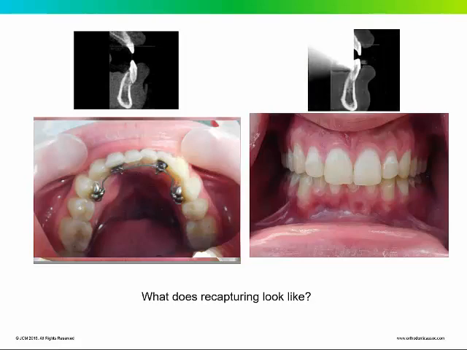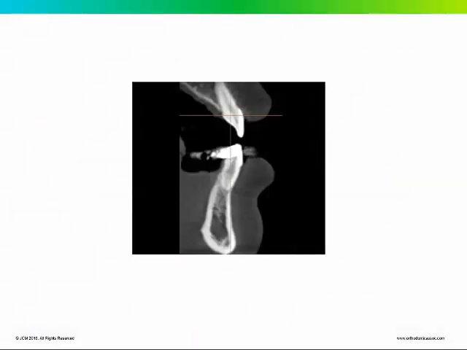So 1 year after we replaced the brackets, he came back, we took a cone beam, and you can see how the incisor was realigned to comport with the alveolar housing. And you can see this here a little bigger, and how that lines up much better.